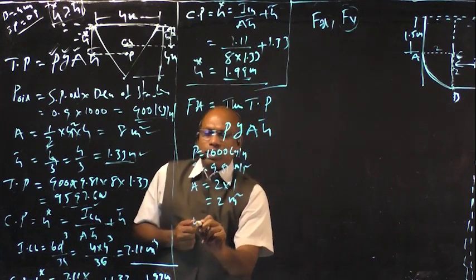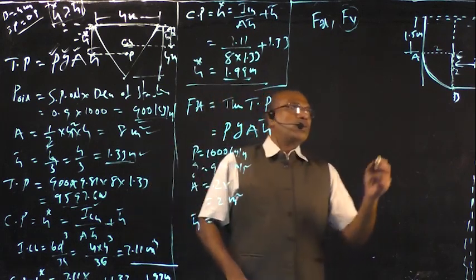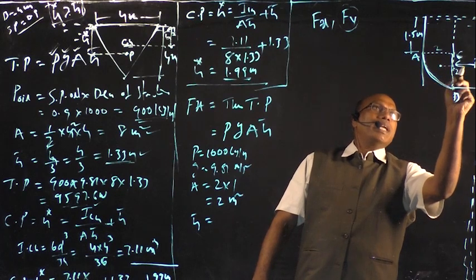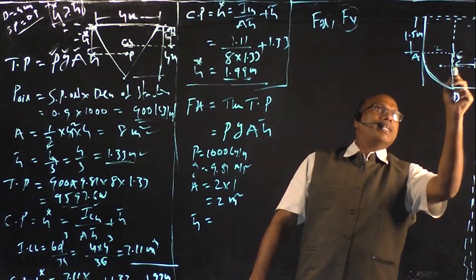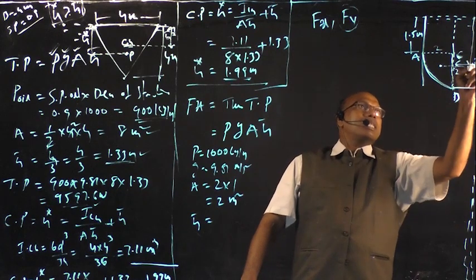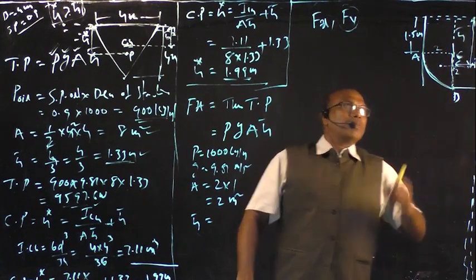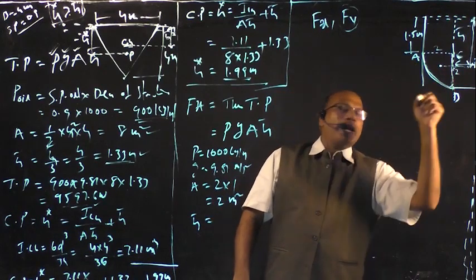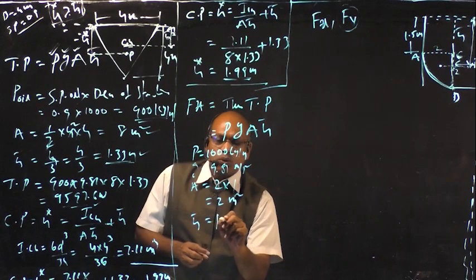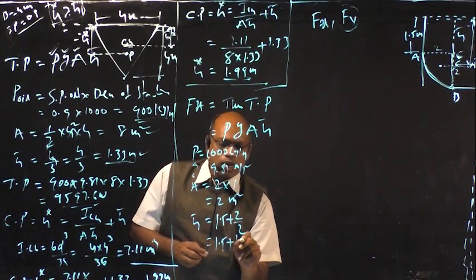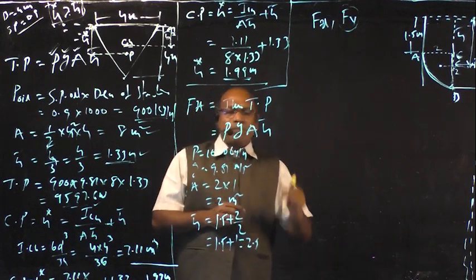And h bar is the distance between the center of the quadrant of the circle to the free surface. This is nothing but h bar. Therefore, h bar is equal to 1.5 plus 2 by 2, which is equal to 1.5 plus 1, that is equal to 2.5.